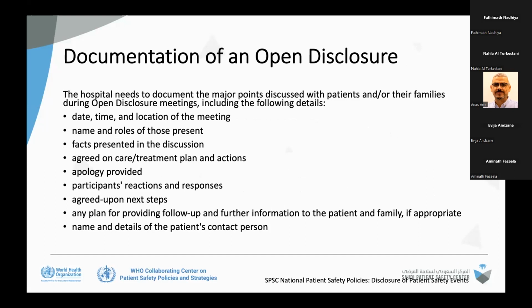It goes into details as much as writing the date, time, location of the meeting, the name and role of those present in the meeting, facts presented in the discussion, agreed on care or treatment plan and action, apology provided, what kind of apology provided and from whom to whom, participants' reaction to the responses and the responses to what have been discussed in the meeting, agreed upon next steps, what will happen next, and what we need to do either to assess the patient or to prevent this situation from happening, any plan for providing follow-up and further information to the patient and family if appropriate, and name and details of the patient's contact person.